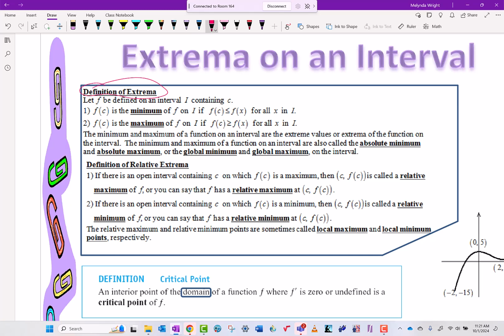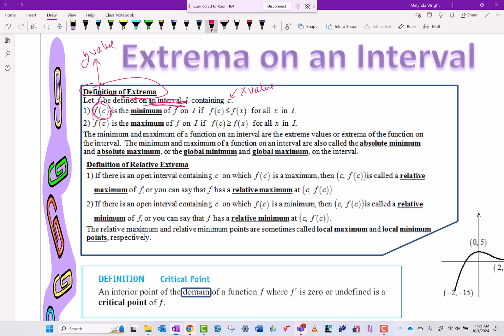First off, in this case, we're looking at a closed interval, calling it I for whatever reason, containing some c. This is an x value. So what does this definition tell us? It tells us that this f of c, which is actually a y value, right? F of c is a y value.